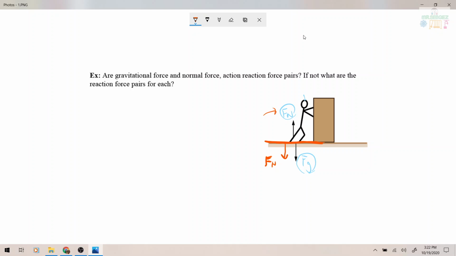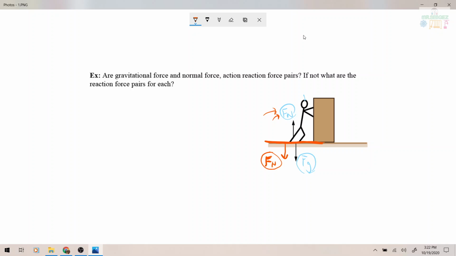That same normal force is acting back on the surface, and that's correct because there's a push on the surface because of the person. So this Fn on the person has its reaction pair on the surface, because the surface and the person are in contact, and the reason for that normal force is that contact.